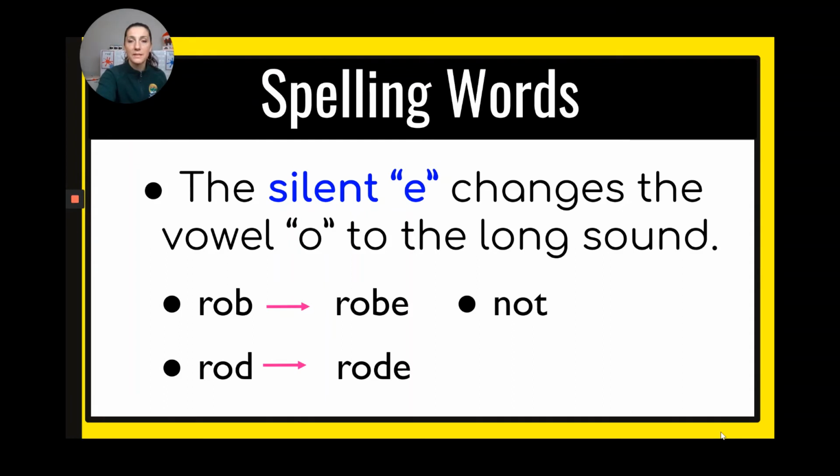Next one is not. If we add a silent E, it becomes note, right? The ah sound to the O sound, not to note. That could be a note that you write or a music note. And the last one is hop, right? The bunnies hop. And if we add a silent E, it becomes hope. The ah changes to O, hop to hope.